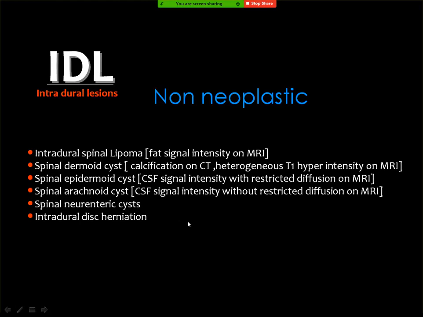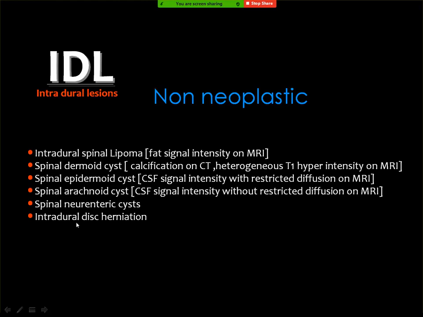Then if you have a cystic lesion inside the dura, this includes one of three possibilities. Number one, arachnoid cyst. Number two, epidermoid cyst. Number three, cystic schwannoma. Then how can you discriminate the three? By diffusion. If you perform diffusion weighted images, only the epidermoid cyst will show diffusion restriction, while arachnoid cyst and cystic schwannoma will not show diffusion restriction.